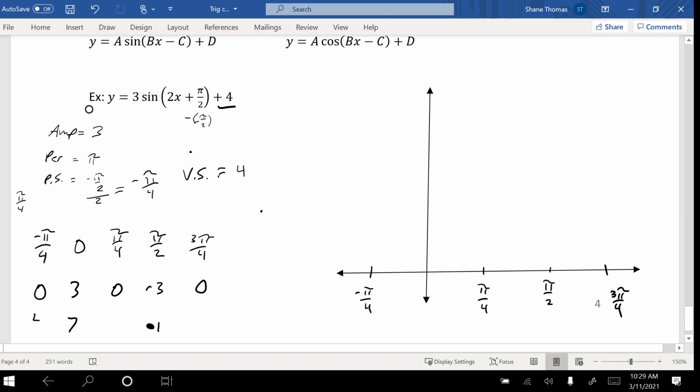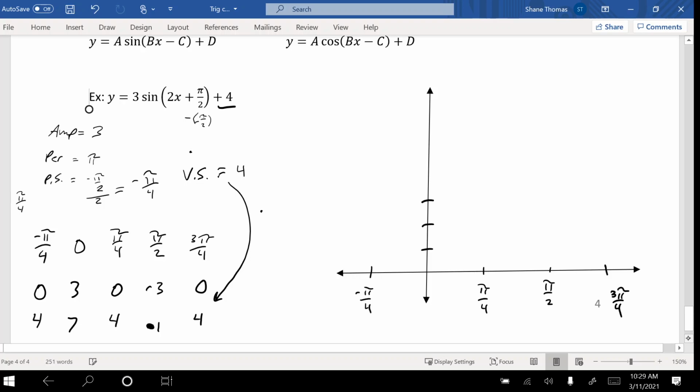Technically, this now would be a 4, and a 4. See what I did there? I just brought my vertical shift in right here. I like to still break it down as if there's no vertical shift. Basically, ignore that thing till the very last step and then adjust. Does that make sense? Okay, so now I'm going to have to go to 7.